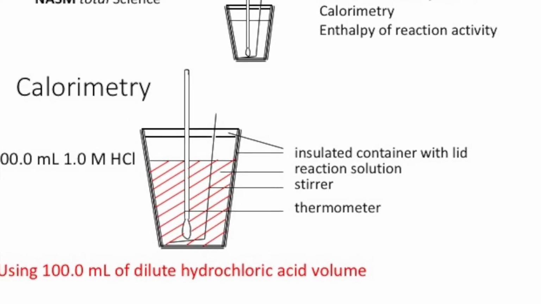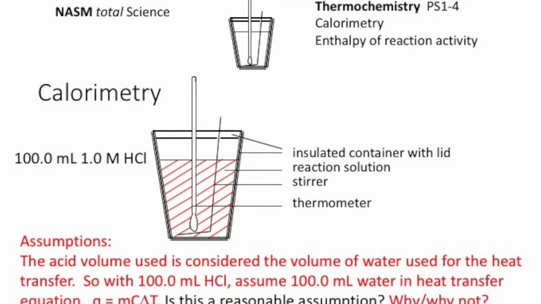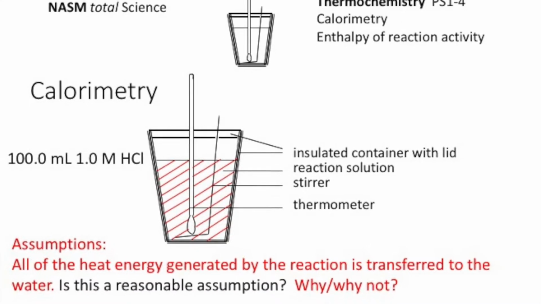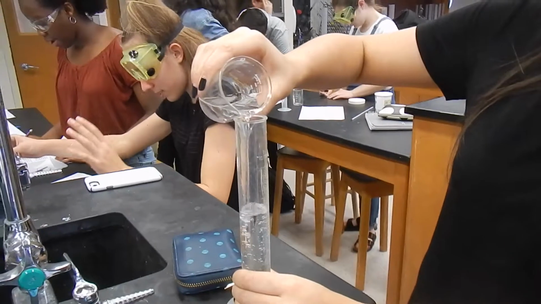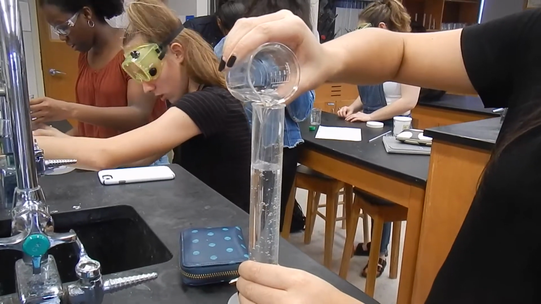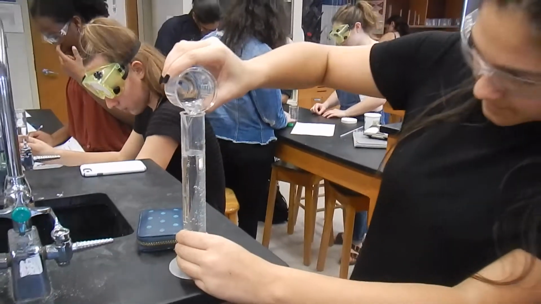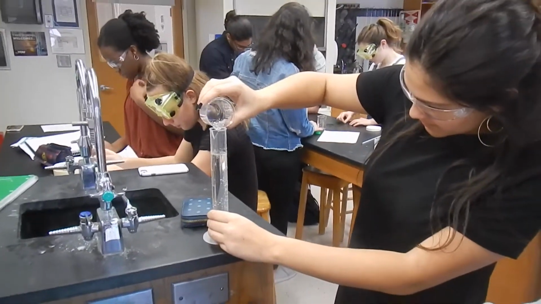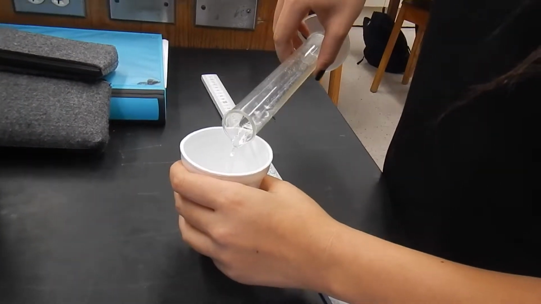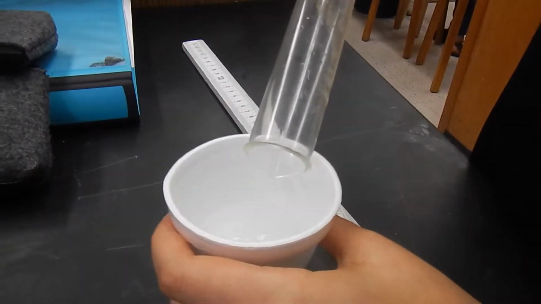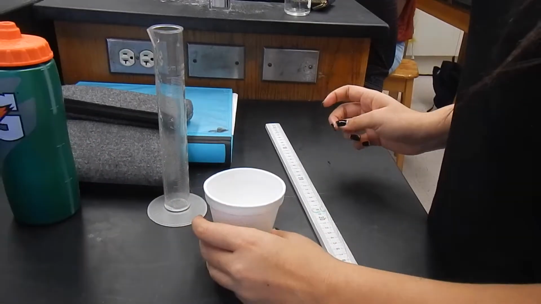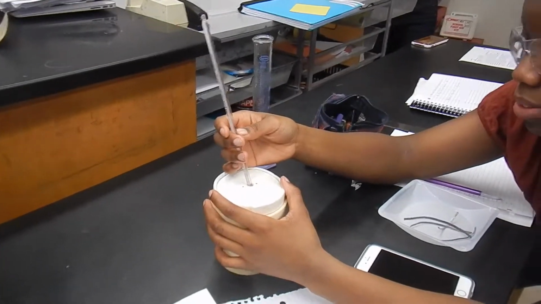Going to put in 100 milliliters of 1 molar acid. We're going to assume that the heat is transferred as if it is 100 milliliters of water. And here we are looking at some of the actual lab activities, measuring 100 milliliters of the acid in a graduated cylinder. And our calorimeter is an insulated drinking cup. This one is styrofoam. You'll see a different type in a moment. It's going to have a lid.